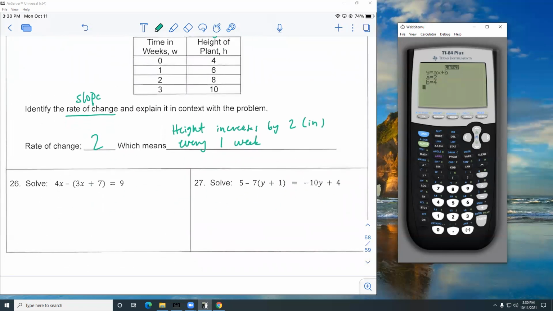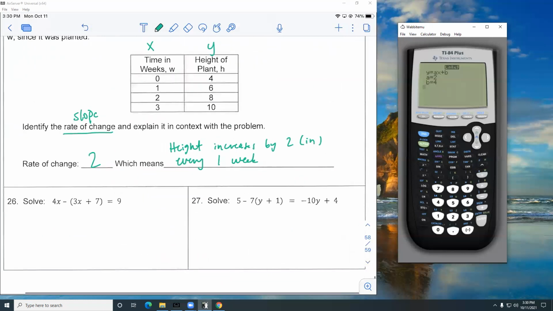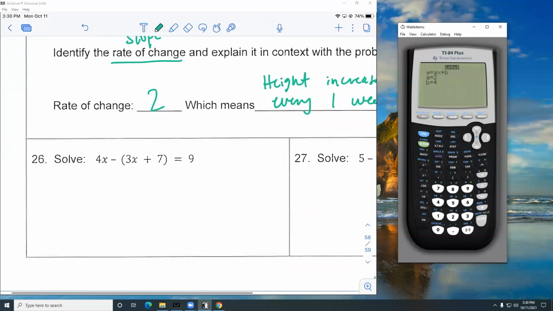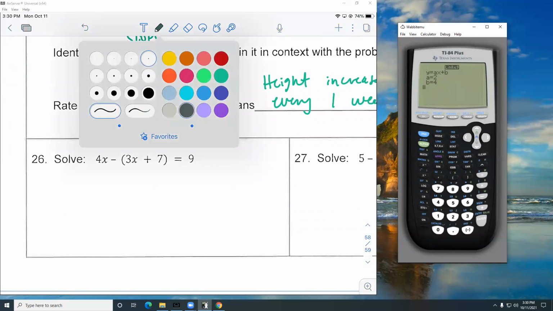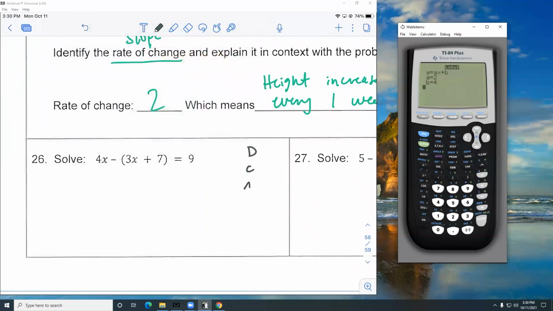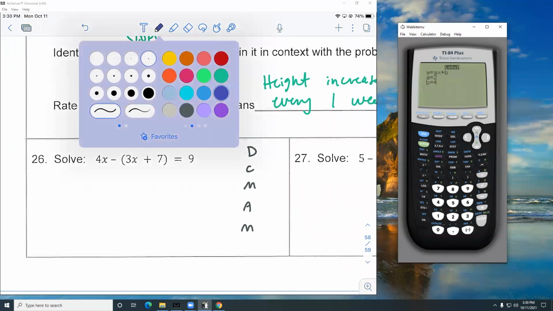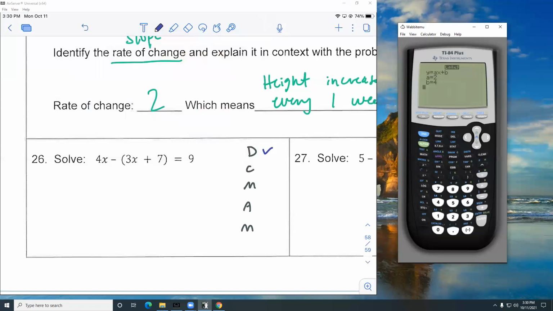All right, and then for number 26 and 27, we are just going to do some Don't Call Me After Midnight review. All right, so let's go ahead and write out our Don't Call Me After Midnight steps. Don't call me after midnight. So here I see some parentheses, so that's usually a good indicator that I'm going to have to distribute. In this case, it's that minus sign right there. It's like a -1. And I'm going to multiply that -1 into my 3x and into my 7.